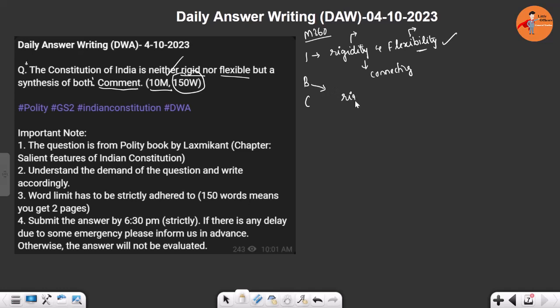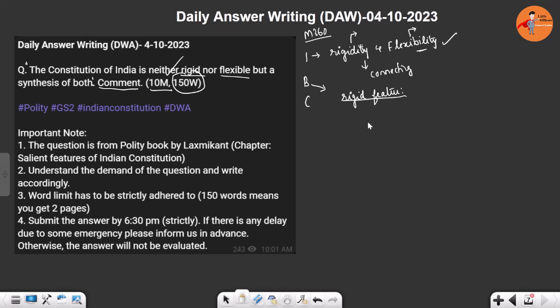So here we will be mentioning the rigidity or rigid features of the Indian Constitution. So what is the meaning of rigidity? That is non-amendability or difficulty in amending such features, which is called rigidity. तो इसका मतलब है कि कॉन्स्टिट्यूशन को इतना आसानी से अमेंड नहीं कर पाते हैं, right?